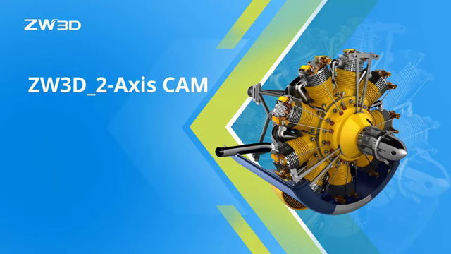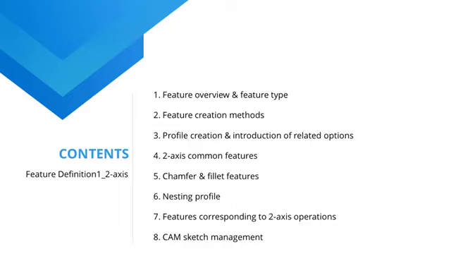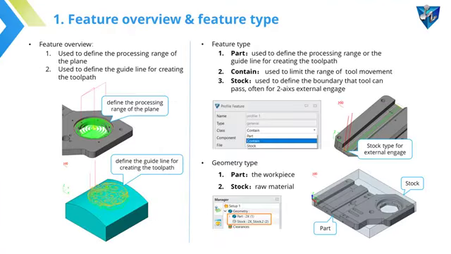In this video, we will talk about the feature definition in GW3D 2X CAM, in which I will introduce the feature overview and feature type, feature creation methods, profile creation and introduction of related options, 2X common features, chamfer and fillet features, nesting profile, features corresponding to 2X operations, and CAM sketch management. First of all, I will introduce the feature overview and feature type.